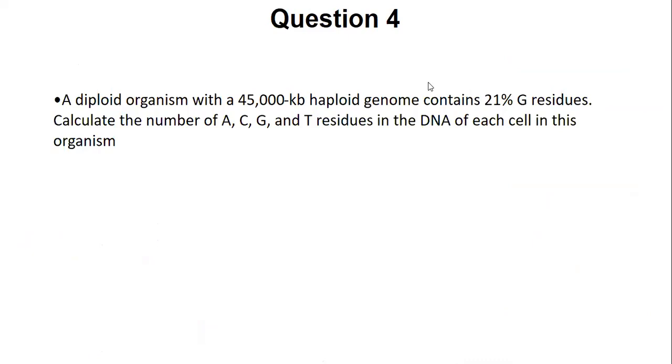So to begin with our first question for today, just some simple math so we understand Chargaff's rule. So I have a diploid organism. This organism has a haploid genome of 45,000 kilobase pairs. If this haploid genome contains 21% G residues, what number do I have of A, C, G, and T in DNA in each cell of this organism?